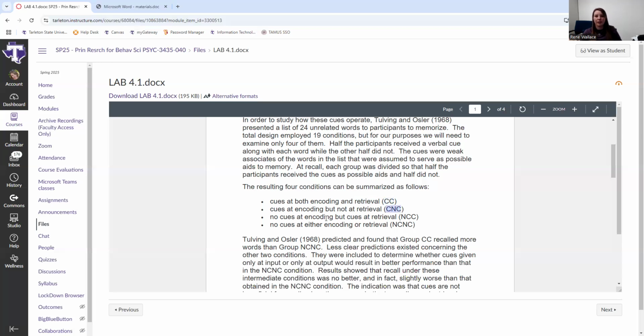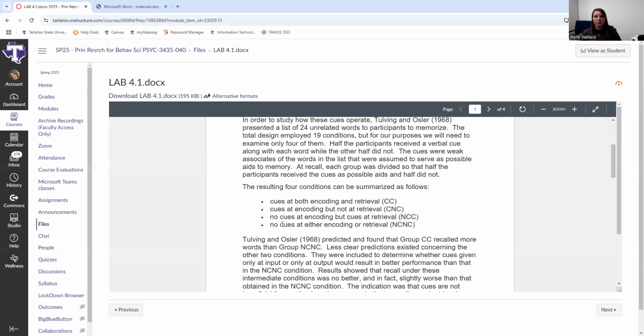No cues at encoding. So when you're giving them this list to memorize, you're not giving them any cue word, but cues at retrieval. So when they're trying to remember these words from their memory, you're going to give them these cue words to see if maybe that cue did jog their memory. And that's your NCC group.